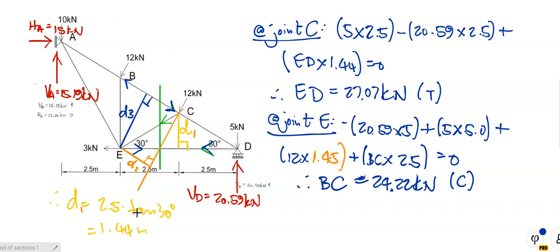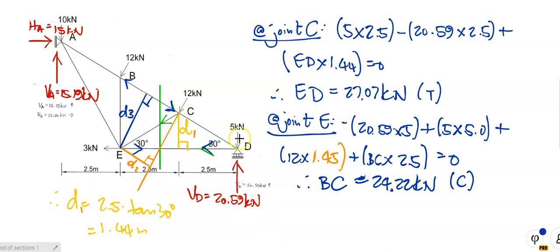Right. Are we done? No, we need to solve for EC. So for EC, what do we need to do? What are the rules? The rules are take moments about any point on the truss, considering forces to one side of the cut line, and solve that one there. Can I take moments about E? No, because I'm going to eliminate EC. Can I take moments about C? No, I can't, because I'm going to eliminate EC. Can I take moments about D? Yes, I can. I can take moments about any point considering forces to one side of the cut line only. So I'm going to take moments about point D.